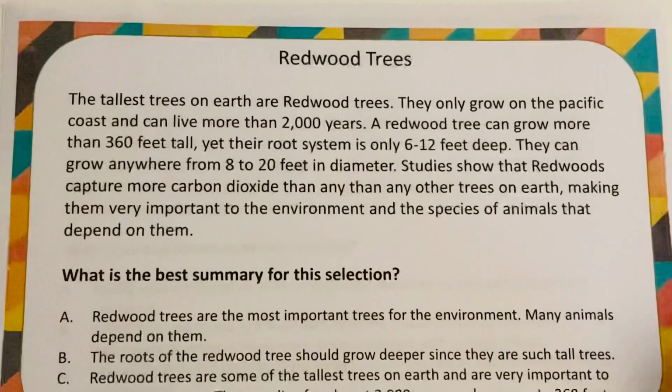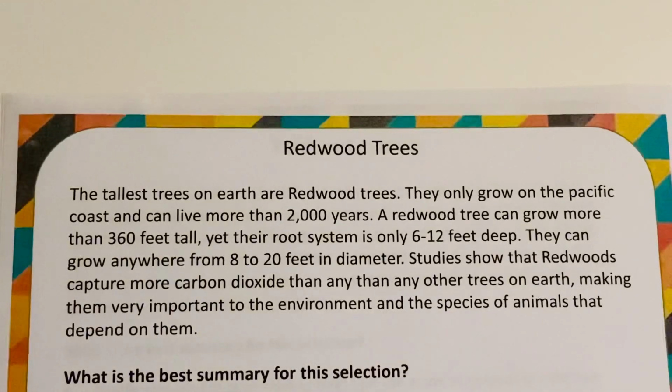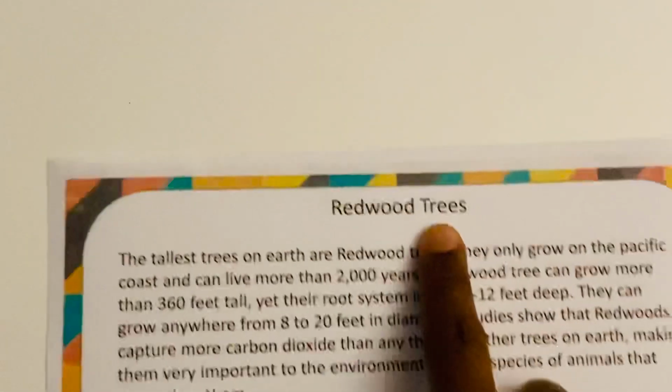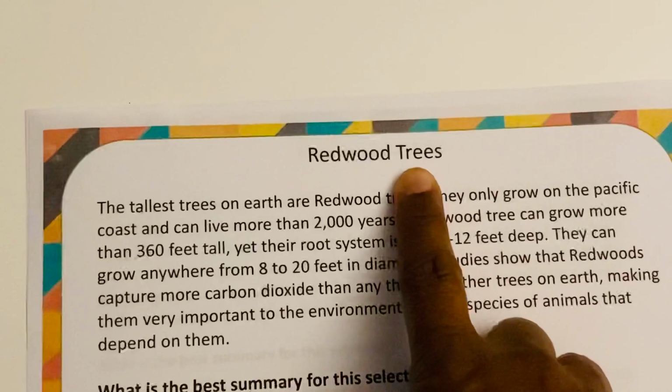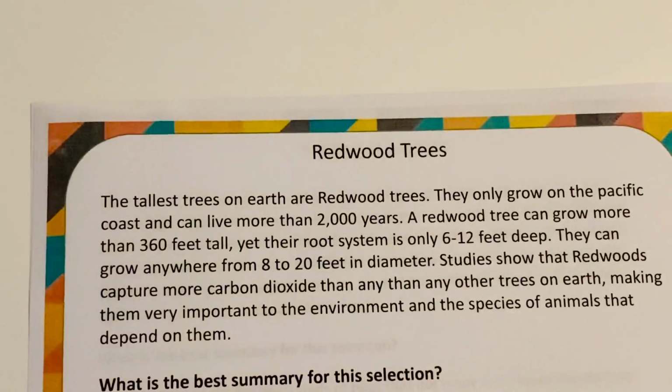All right, if you are ready to go and you've unpaused my video, let's get started. So our very first test card is right here. So in your notebook, I want you to put test card number 1 and title it Redwood Trees. Test card number 1, Redwood Trees. Okay, so go ahead and set up your notebook. You are always welcome to pause my video at any time that you need to.